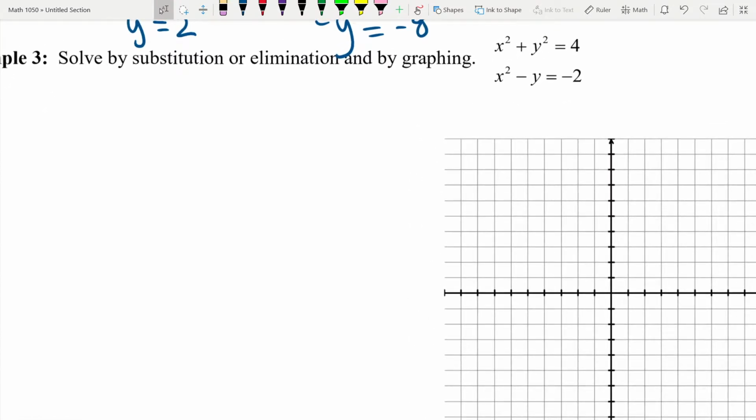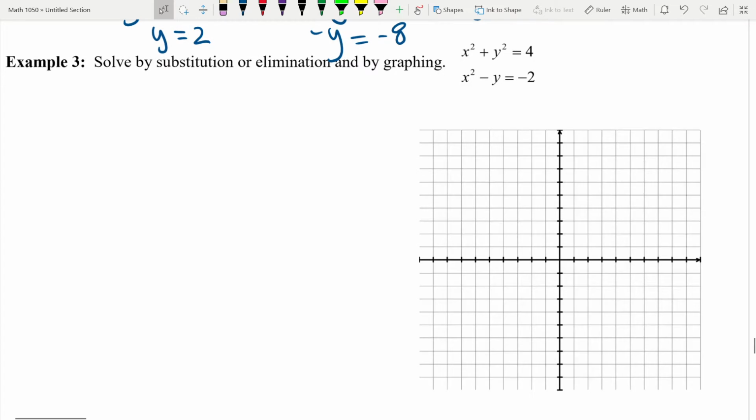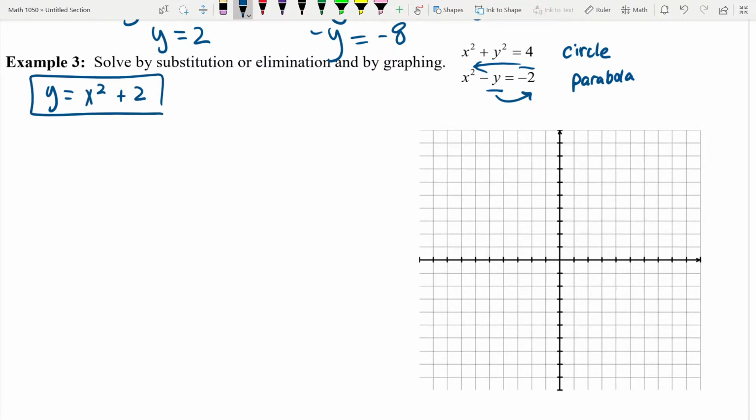Okay, here we go with question 3. First thing we're going to do is do it graphically. Everybody in the room, tell me what the top equation is. It's a circle. Let's write that down. They're both squared. That means circle. The second one is a what? It's a parabola. The circle is ready to go. The parabola is not. So I'm going to take this -y, pull it that way, take that -2 and pull it that way. And when I do, I get y equals x squared plus 2.